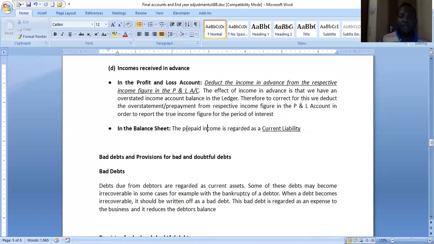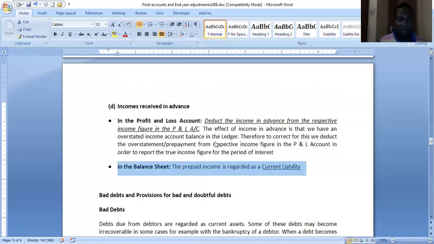In the balance sheet, the income in advance is regarded as a current liability because this is money that we've received from our customer for a service that we have not rendered. So we owe the customer that service, and if we don't give him that service, we should refund him his money. So the customer is like a creditor to us, and a creditor is a current liability. As such, in the balance sheet, the prepaid income will be shown as a current liability.